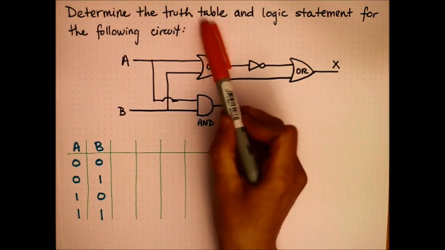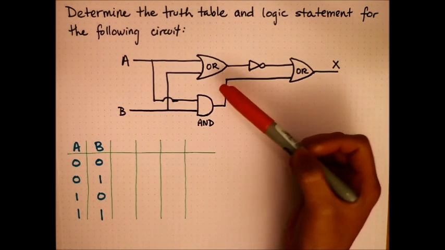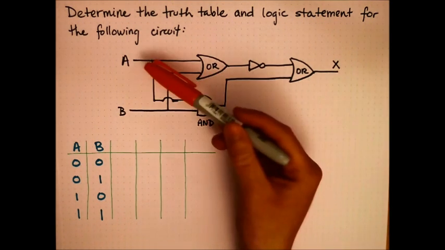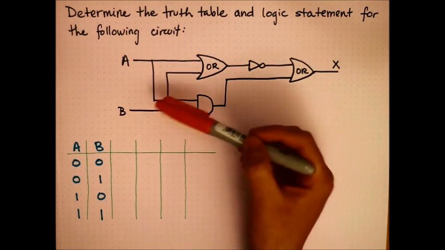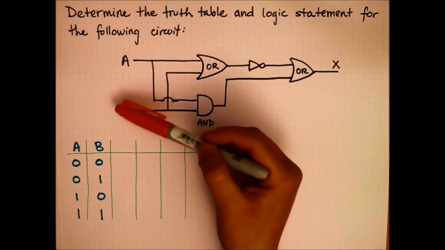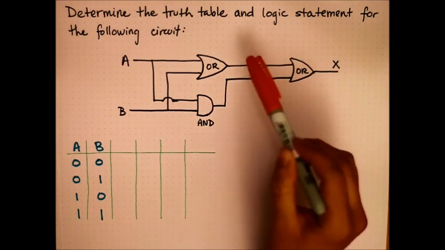Let's determine the truth table and the logic statement for this circuit. So inputs to a digital circuit are either 0 or 1, and we have two inputs A and B. We have one output X. So we want to know, for all combinations of inputs A and B, what can we get out at X?